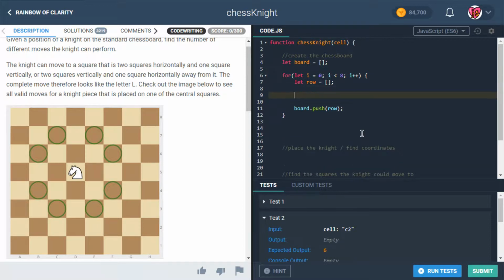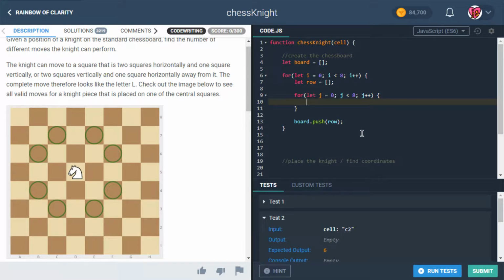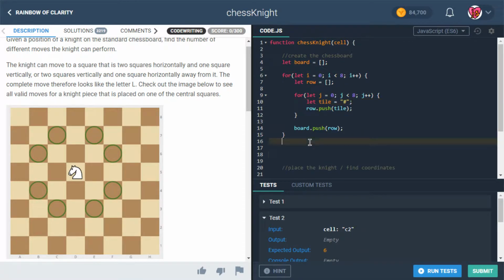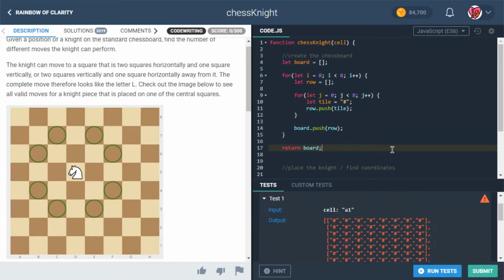But before we do that, we have to fill up the row. So we'll say for let j be assigned the value of 0, j is less than 8, and j plus plus. And within this, we're going to do row.push something. What are we going to put in here? I'll call it tile, because that's really what we're looking at. And what is tile? Here, let's just go with a hashtag for now. Okay. And then at this point, let's just return the board. We'll see what we're looking at here.